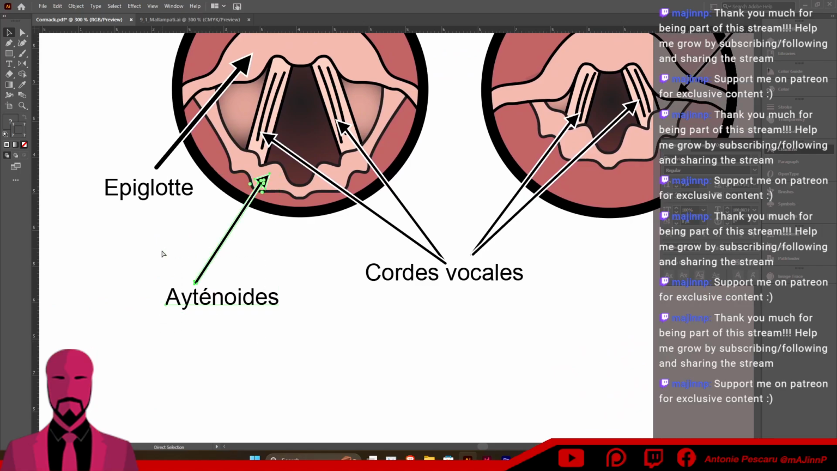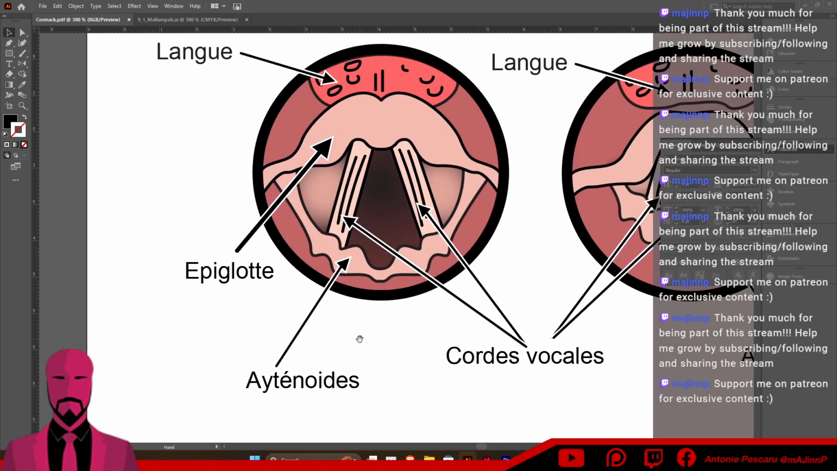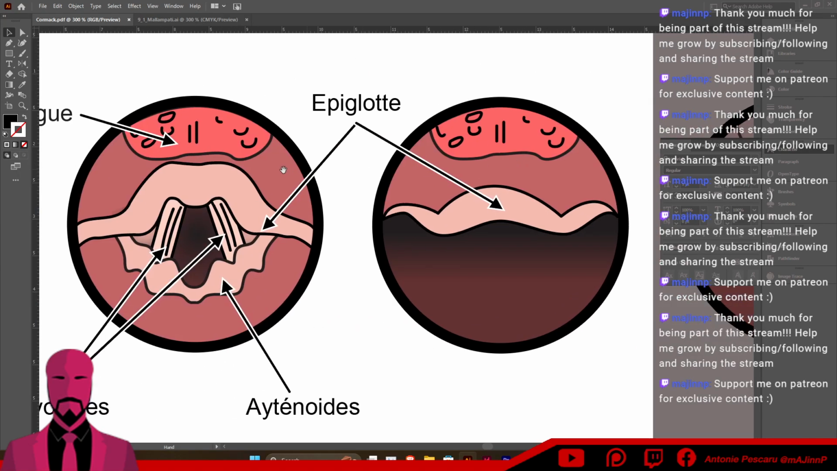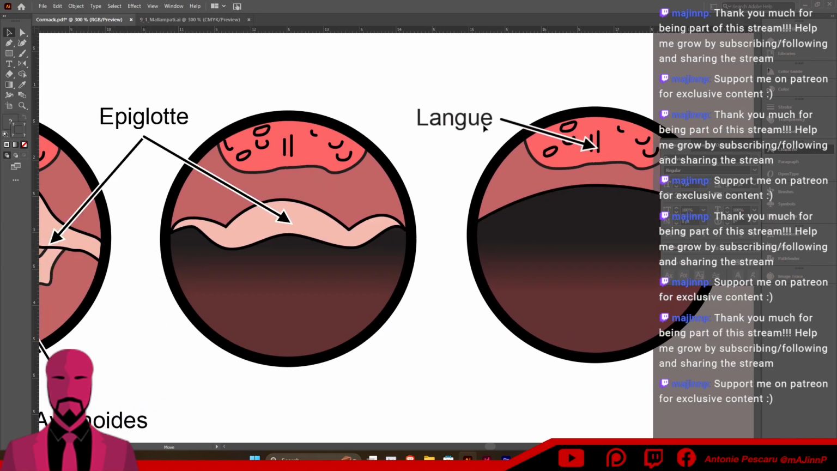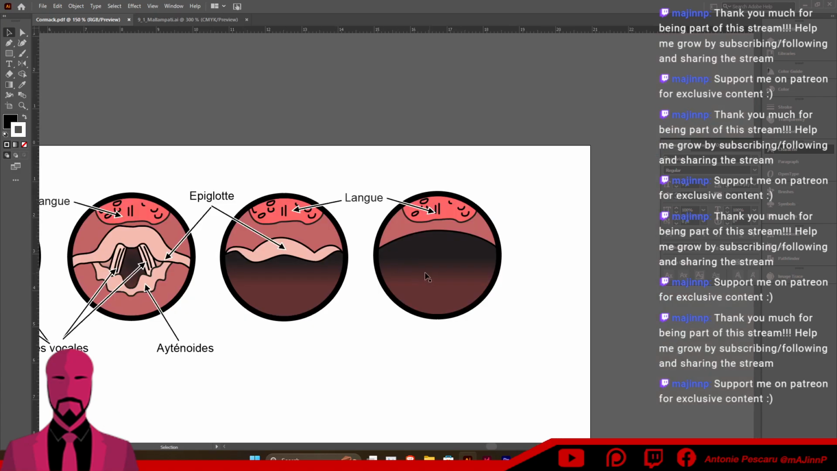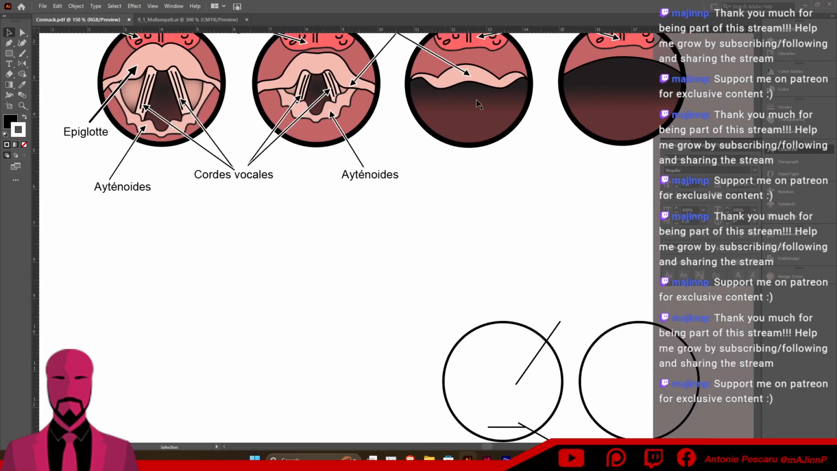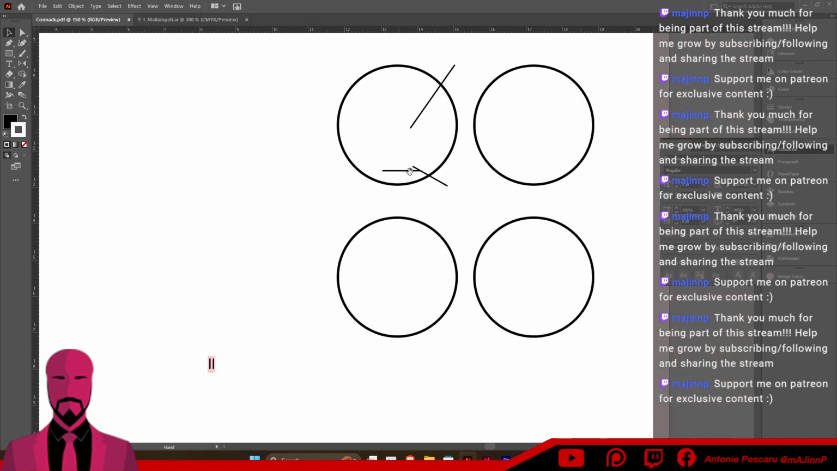The arytenoids, and I think that's it. And then this one is just tongue, and we're just gonna double it and then give it to the next person. Good. And this one where we're looking at is like the esophagus. I should probably write it down, because right down the epiglottis, perpendicularly, you have the trachea and your airway, basically, and then perpendicular to that, you have your esophagus.